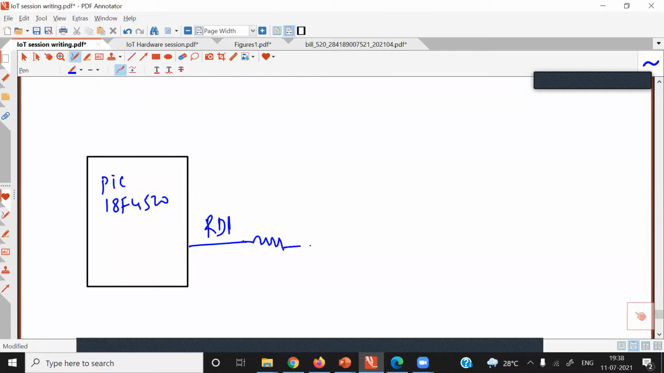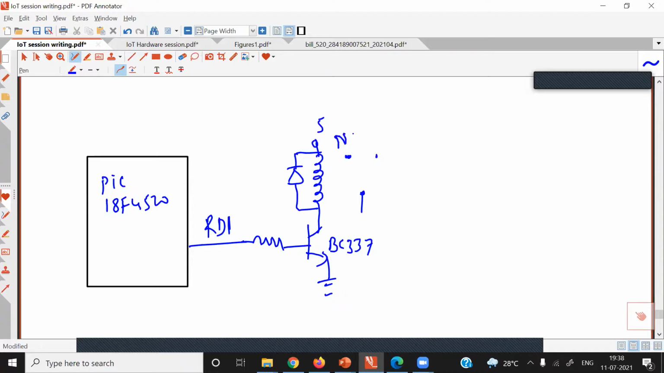So use a relay driver circuit, BC337 transistor, for example. You will have here a relay operating on 5 volt, for example. The DC coil voltage is 5. You require a freewheeling diode here. This relay will have a common terminal, a normally closed terminal, and a normally open terminal. So this is the NC contact, this is the NO contact.